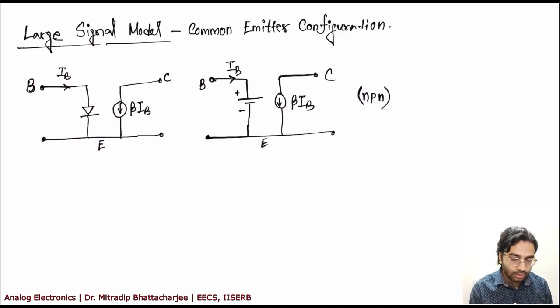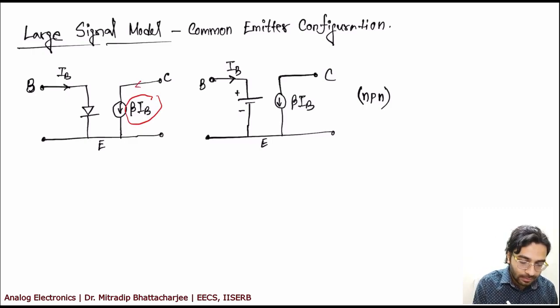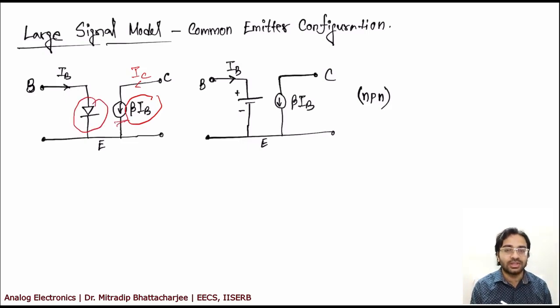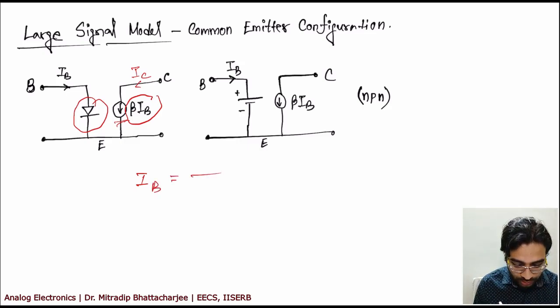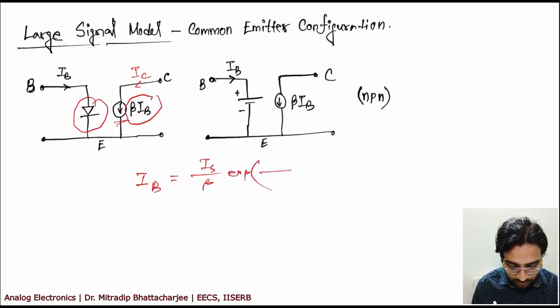Then I also have shown you the large signal model. What is the representation of BJT for the large signal model? So you have the current IC, which is equal to beta IB, and we can consider this as a current source, and the BE junction is nothing but a diode. So in this junction you have the diode equation. The whole thing will follow the diode equation, which is IS by beta into exponential VBE by VT.